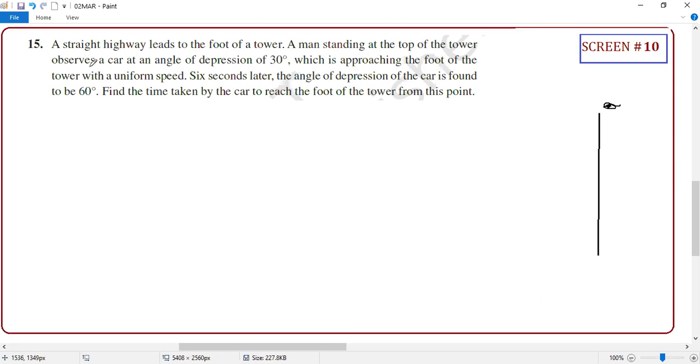Now, the observer sees a car at an angle of depression. Who is observing the car? He is observing. Let me put the ground first. Okay, this is the ground. So he is observing the angle of depression. And the car is moving with a uniform speed, going towards the tower. That's what they clearly said. It's approaching the foot of the tower with a uniform speed. 6 seconds later, the angle of depression of the car is found to be 60 degrees.